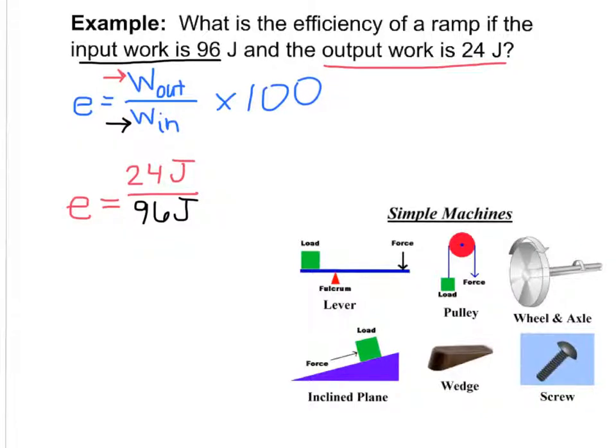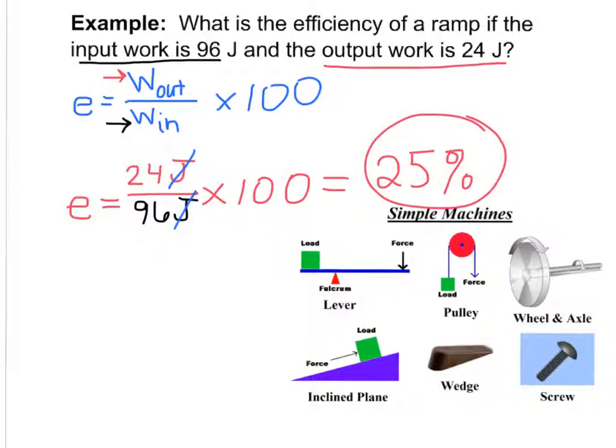Next, we need to remember to multiply by 100. Now when I punch into my calculator 24 divided by 96, my calculator is kind of dumb. I don't put joules in there, but you understand those will cancel out. 24 divided by 96 equals 0.25. When I multiply 0.25 by 100, I get 25%. So the efficiency of a ramp with these input work and output work values is 25% efficient.